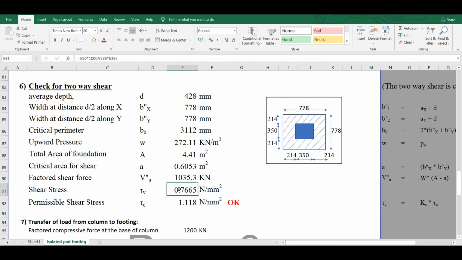And similarly we will calculate the tau V value for this factored shear force and the tau C value. And the tau V value should not exceed the tau C value, hence the check for two-way shear is satisfied.